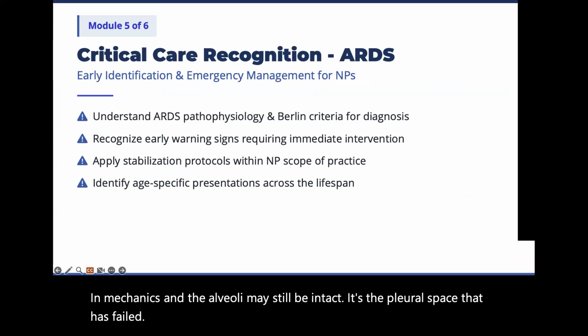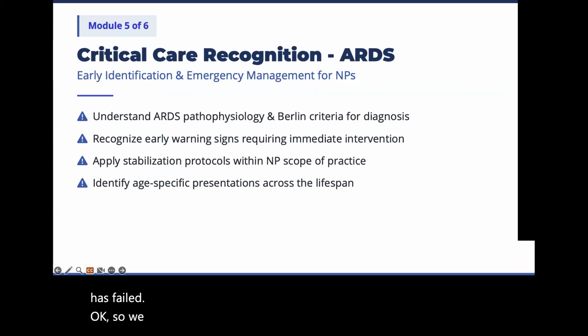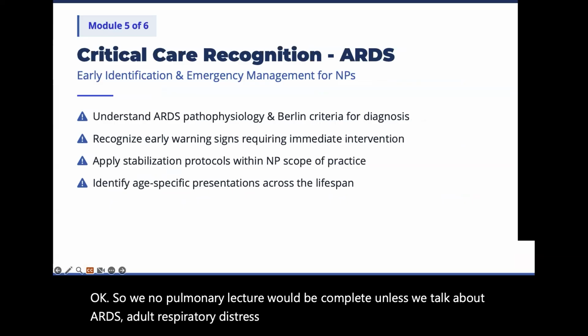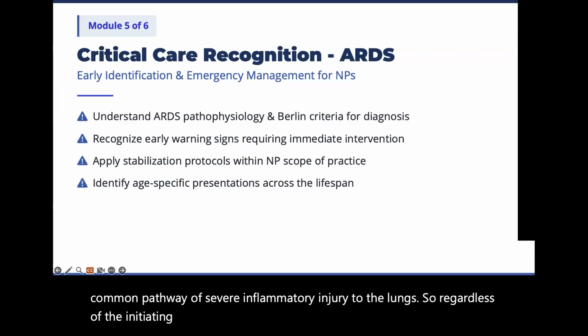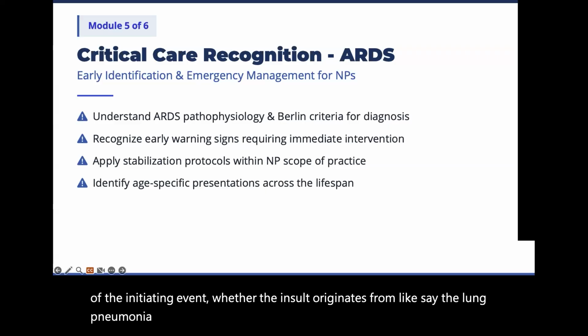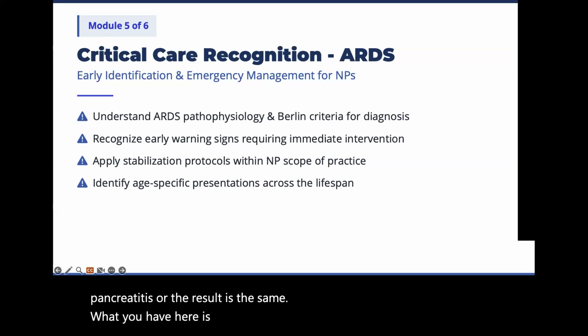Okay. So no pulmonary lecture would be complete unless we talk about ARDS, adult respiratory distress syndrome, and this represents that final common pathway of severe inflammatory injury to the lungs. So regardless of the initiating event, whether the insult originates from the lung, say pneumonia, aspiration, or systemically, say from sepsis or pancreatitis, the result is the same. What you have here is diffuse alveolar damage and catastrophic loss of the lung's barrier function.